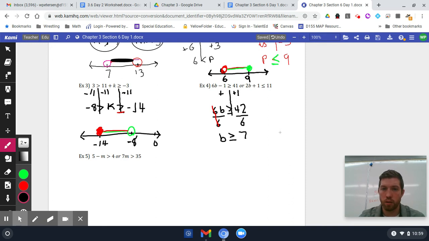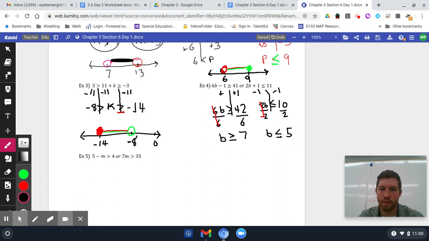Now I need to do the second part. So this time I have to subtract 1 from both sides. Subtract 1. Subtract 1. I'm going to be left with 2b is less than or equal to 10. Now I'm going to divide by 2. Divide by 2. Hopefully that's all review, guys. I know I'm going a little quick, but this should all be review. And I'm left with b is less than or equal to 5.